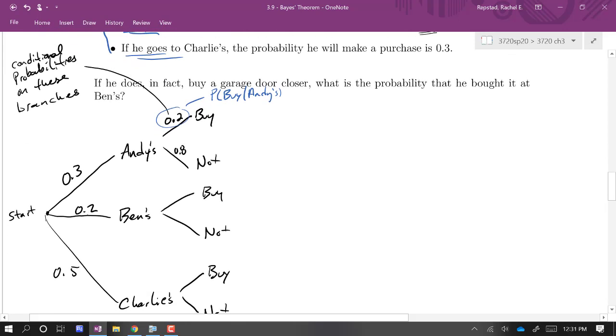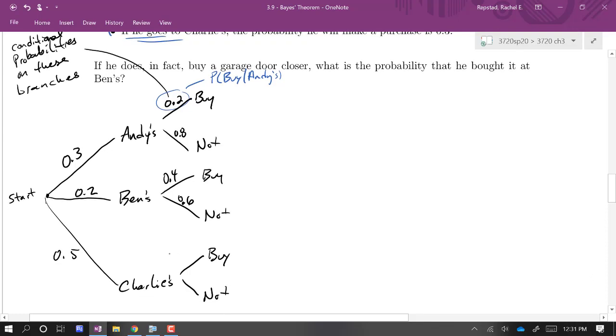If he goes to Ben's, there's a 0.4 chance he'll buy, and that means there's a 0.6 chance he does not. And if he goes to Charlie's, there's a 0.3 chance he buys and a 0.7 chance that he does not buy. So we're just laying out, organizing the information they gave us.